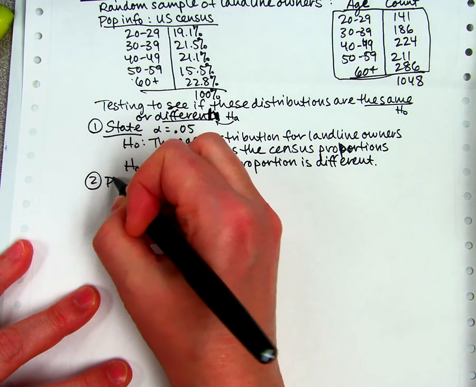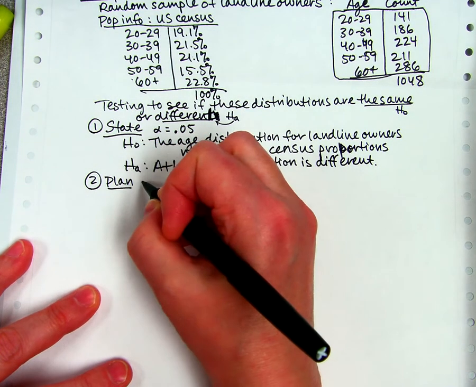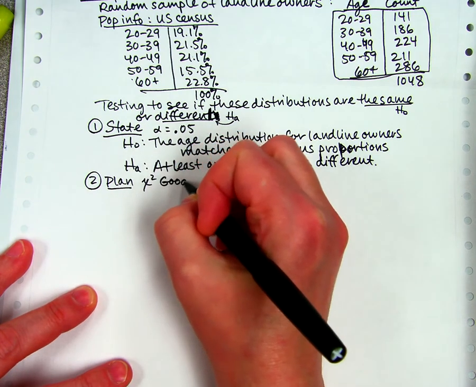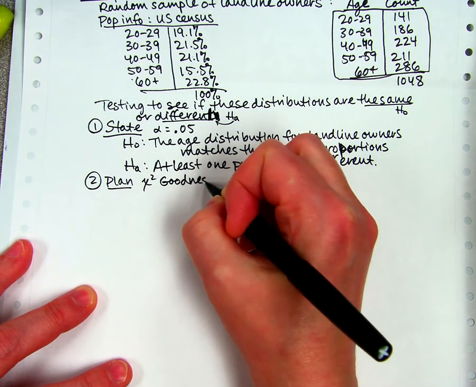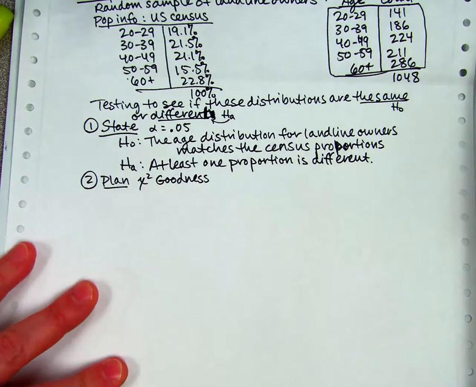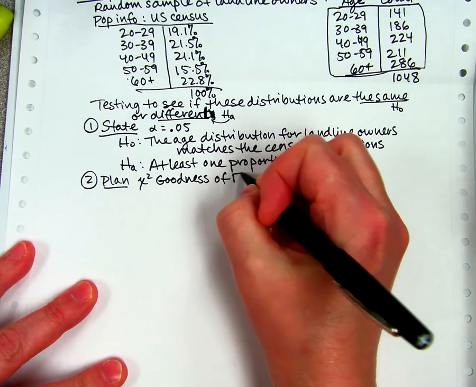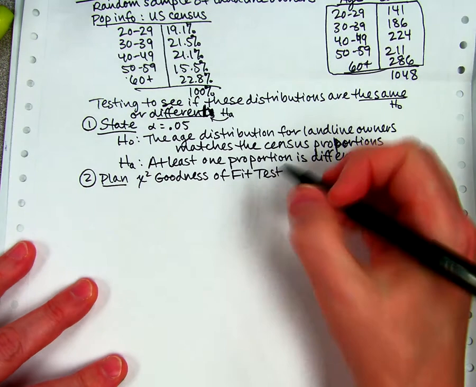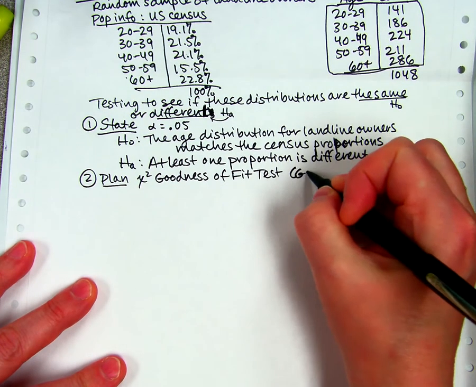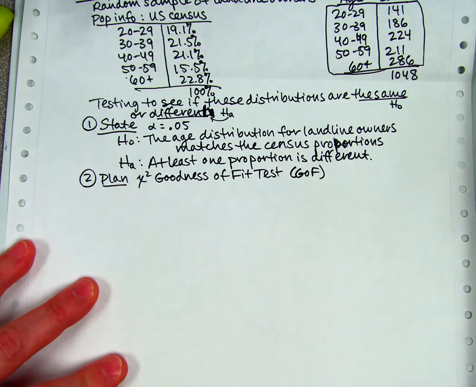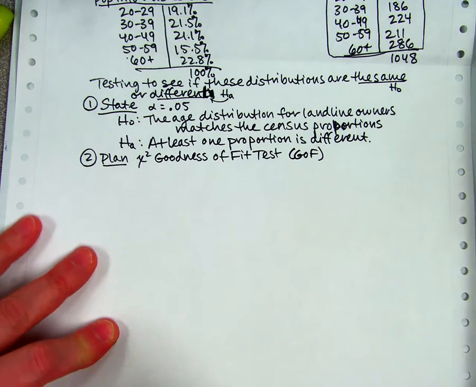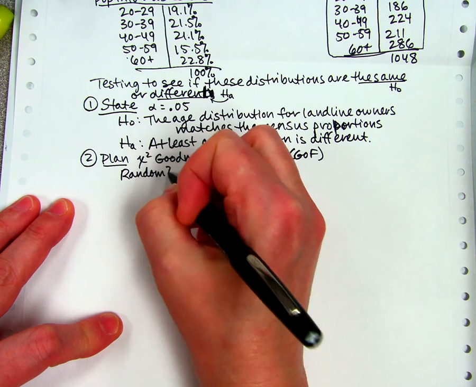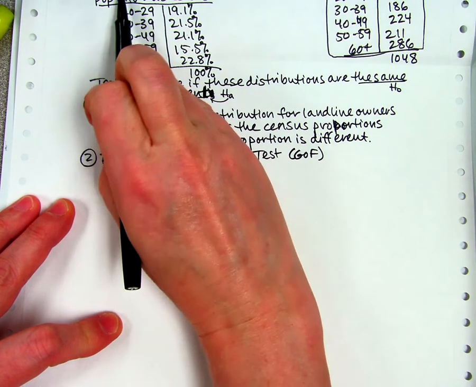All right, so the plan, what we're learning how to do right now is called a chi-square goodness of fit test. There are 2 other types of chi-square tests that we will learn later in the week. So you should tell me which kind you're doing. This one's called the goodness of fit. You could abbreviate it as GOF if you like. Totally up to you. Random. Well, yes, it says this is a random sample.